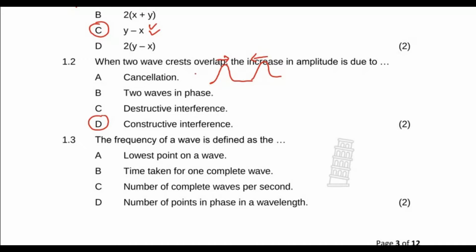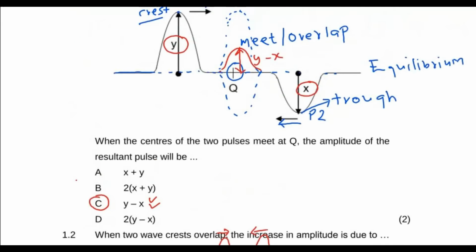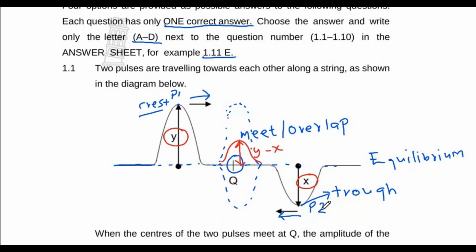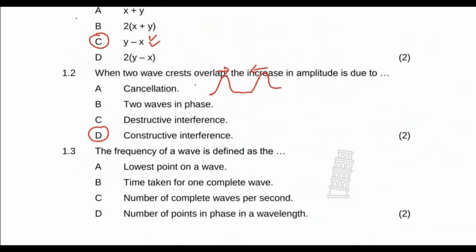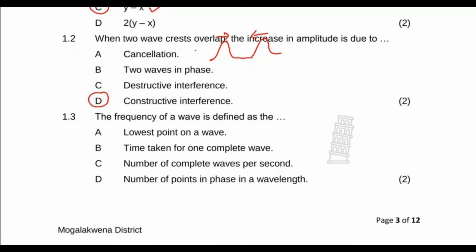However, as with the question above, you see that we actually have a crest and a trough. So that would actually mean it was destructive interference. But in this case, we are told that it is the crest of one and the crest of another. And when they overlap or meet, they will interfere constructively. So that is how you will get your 2 marks. We go to question 1.3.